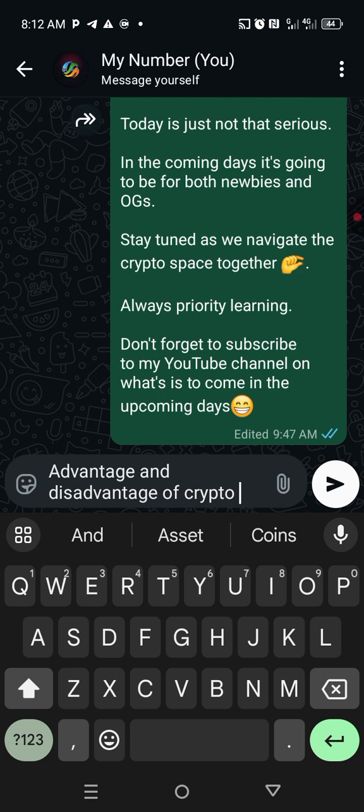Like I said, before you engage yourself deeply into cryptocurrency, make sure you know the advantages and disadvantages, so that tomorrow you will not be blaming someone for your own mistake. If you actually blame someone for your own mistake, that means you are very careless. You don't have to involve emotion. So here is number one.